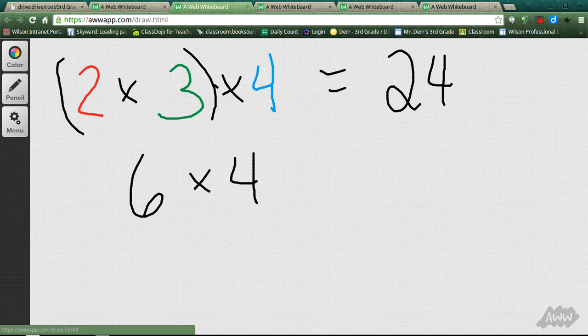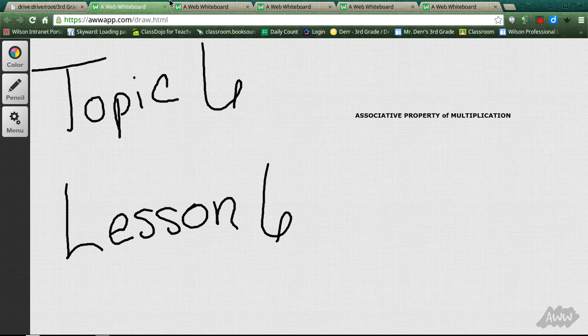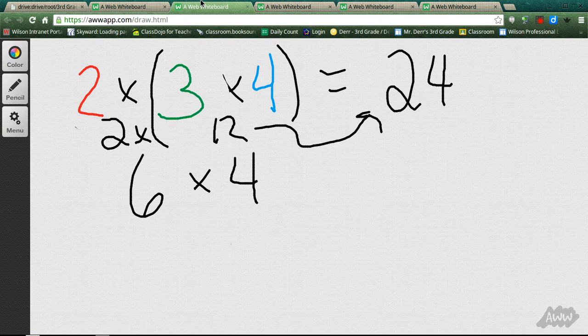All right, so let's try it another way. We say grouping the 3 and the 4. Well, the 3 and the 4 is 12, and 2 times 12 gets you 24. It happens to work out very nicely. So again, the associative property of multiplication is taking 3 or more factors and grouping them. And no matter how you group them, you would still get the same product.